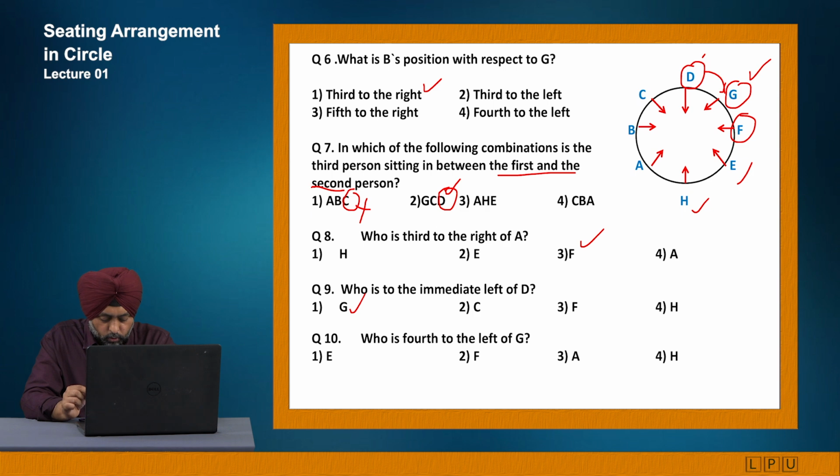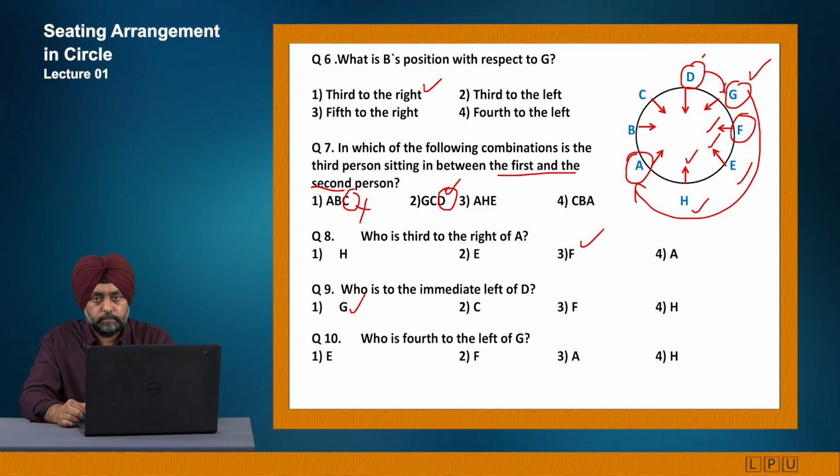And the last, who is fourth to the left of G? From G we have to calculate, and we have to go clockwise because it is left. So it is first, second, third and fourth will be A. A will be fourth to the left of G. So this is how we have to attempt the questions after we have made the circles.